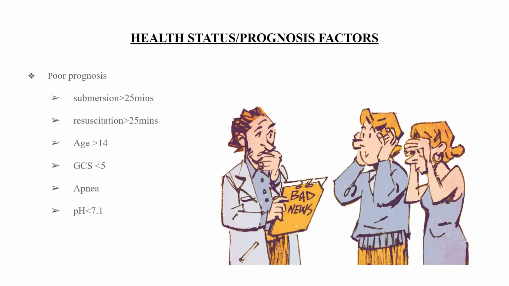Okay, health status prognosis factor. So we could have poor prognosis: submersion greater than 25 minutes, resuscitation greater than 25 minutes, age greater than 14, GCS less than 5, apnea, and pH less than 7.1.